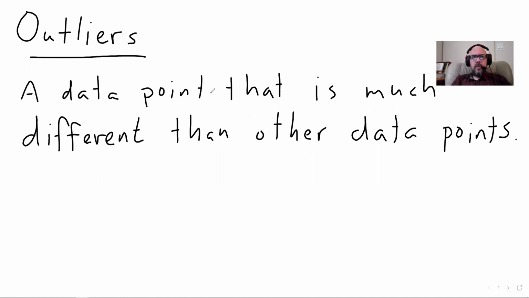And so what we need to do is precisely define what far away means. And so we've got a couple ways to do that. So let's talk about those first, and then I'll go back a little bit and talk about some examples of outliers and what to do with them.